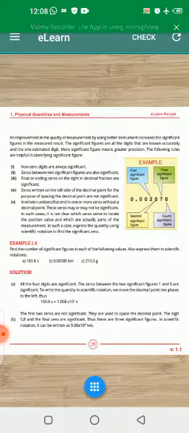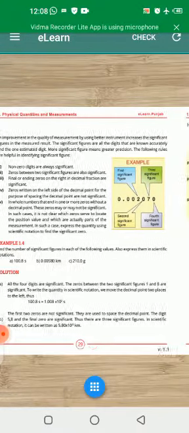Like in the example it is given 0.002070. The zeros on the left side will not be included. So these are some rules you have to follow while you are identifying the significant figures.